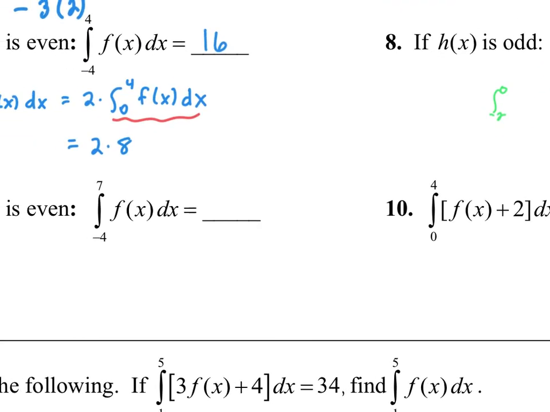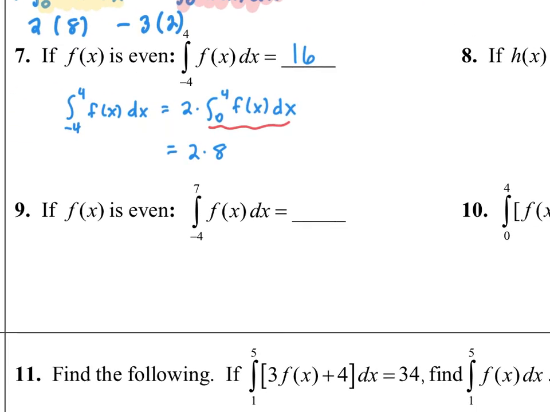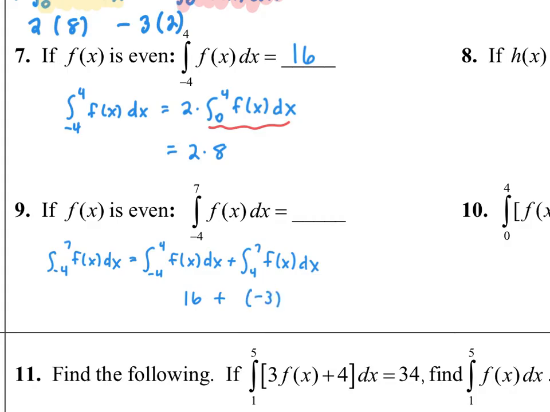Question number 9 goes back to that even property. What I see here is I do not have the symmetrical limits on this one, but I can split this apart using that additivity property so that I do have symmetrical limits. What I did was I forced the symmetrical limits to happen here, and then just the excess beginning at 4 and running to the 7 sets me up this equation. This answer to this first integral from negative 4 to 4 f of x dx, that's just my answer from number 7. And the value of this integral is one of my given values, which is negative 3, which gives me a final answer of 13 for this one.